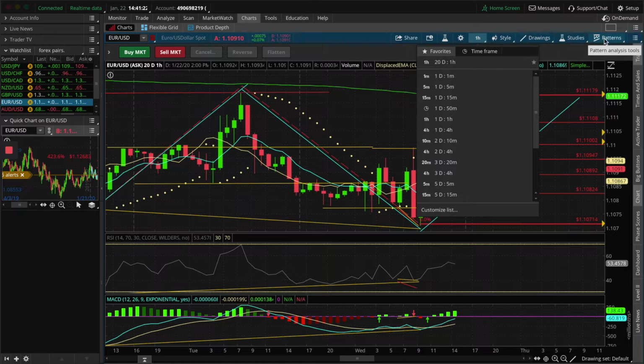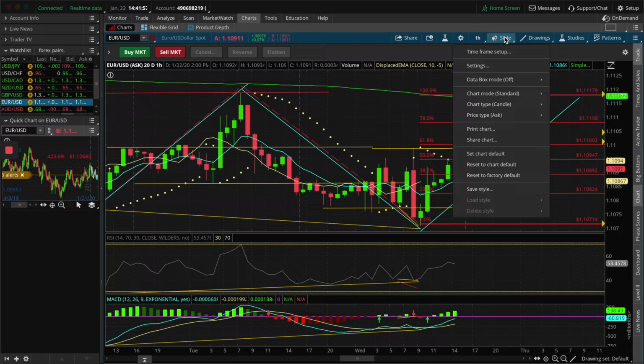Last thing before I jump in, this button right here is your time frame. So right now we're on the 20-day, 1 hour time frame. I'm liking this time frame a lot more because I can see the graph, the market, and just see what's going on. I always need to be able to see. But you also have your 1 day 1 minute, 1 day 5 minute, 1 day 1 hour, 1 day 4 hour.